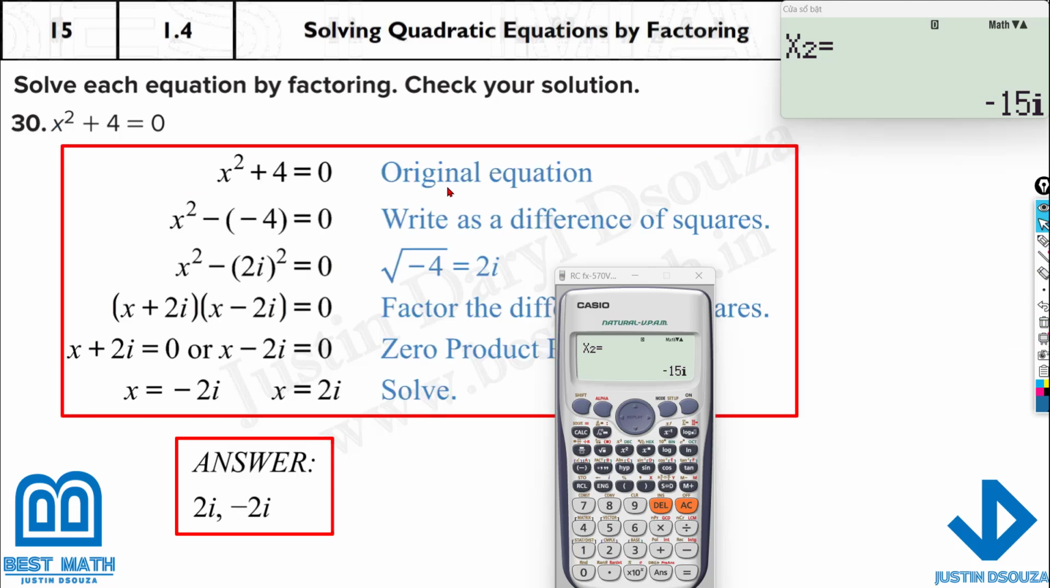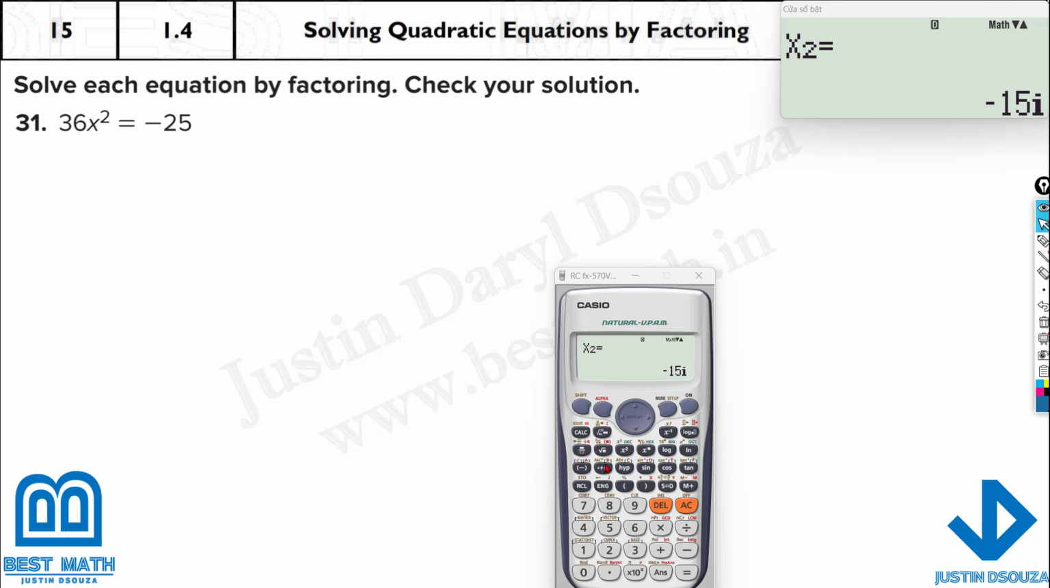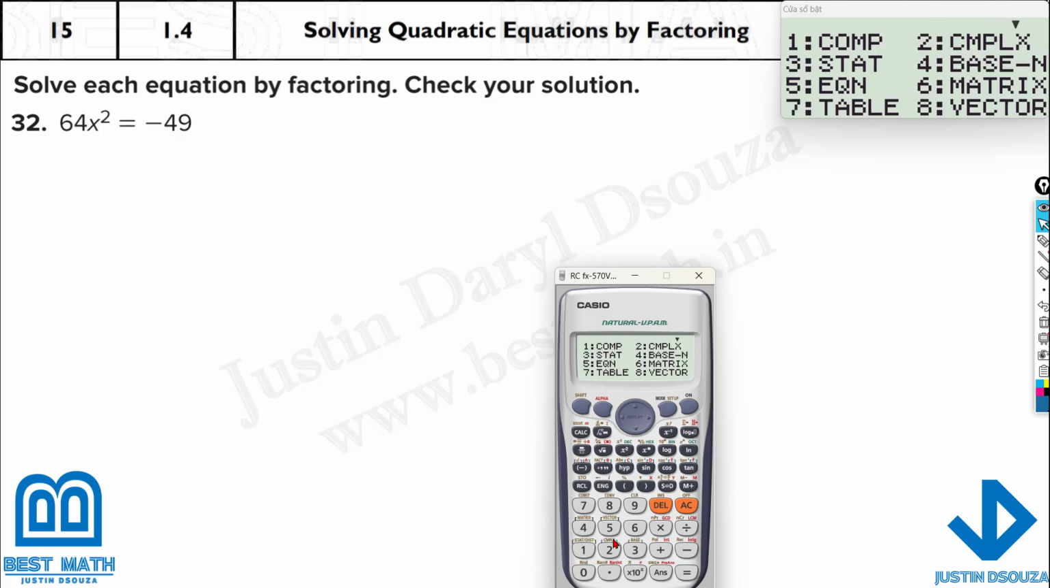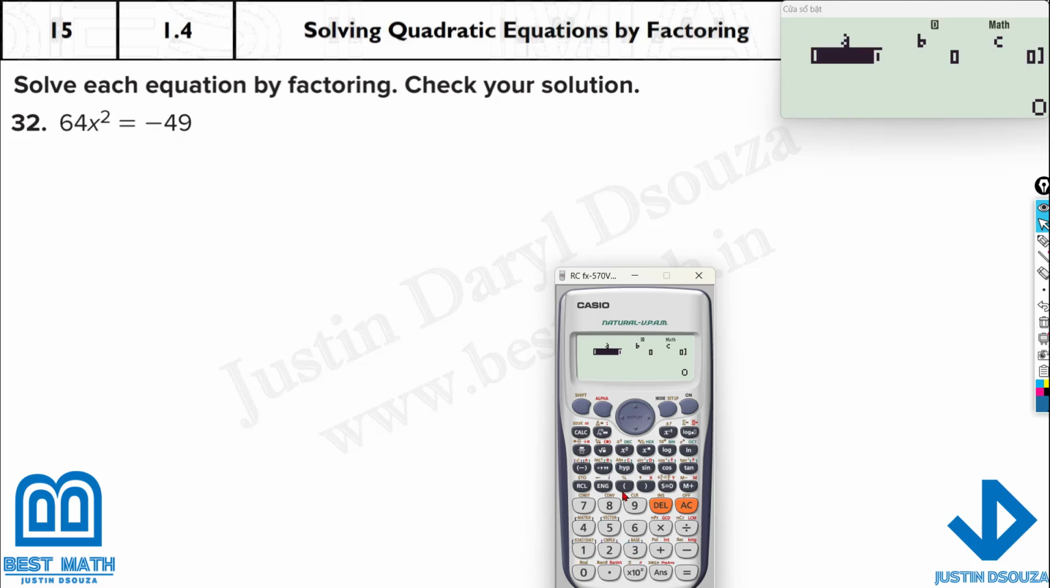Here, let's try this out. 36. There is no x term, it's 0, and then 25 will be imaginary numbers, but it'll be 5 by 6, minus 5 by 6. And here we have the last problem. Mode, 5, 3 for quadratic equation, 64, 0. There's no x term, minus 49 because the constant term is minus 4. It's not minus 49, my bad.